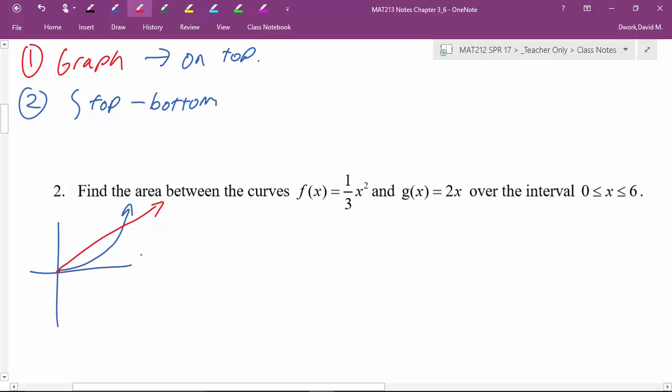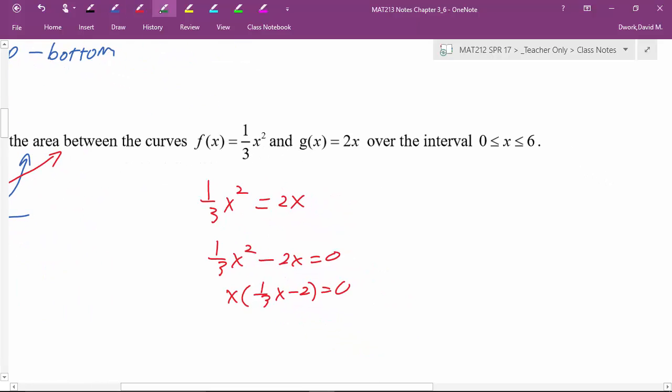So how can I verify which one's on top and where? Well, what I can do is find the intersections. And how do I find intersections? Just set them equal to each other and solve. So if I move this over, I get 1/3 x squared minus 2x equals 0, so I can factor out an x, and that leaves me with this.